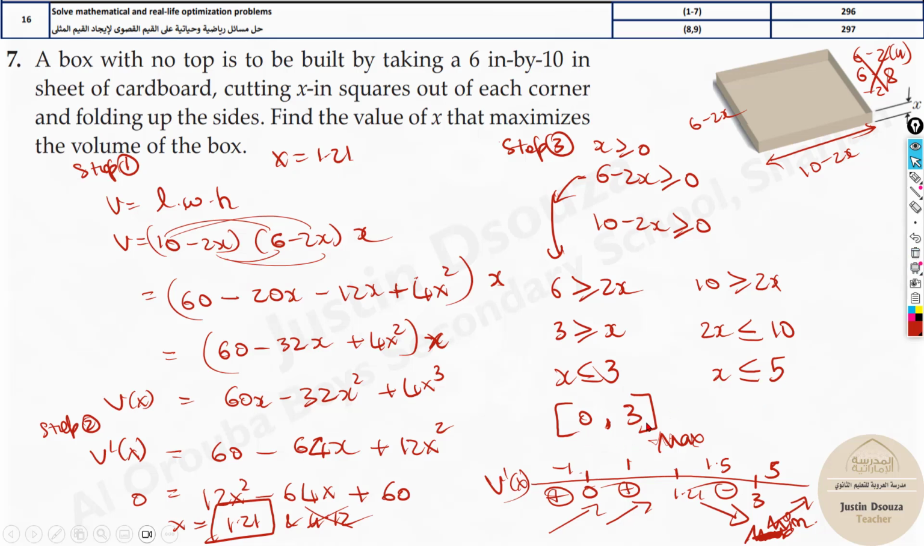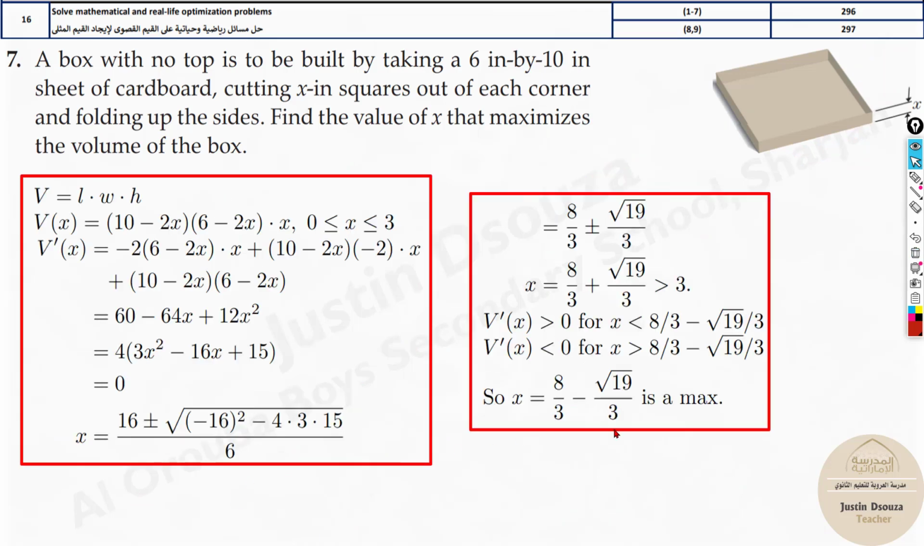So you need to do the test because it's a very rare situation, but generally it doesn't happen. But these endpoints also can be a maximum point. So better do the number line and check it for sure. So that's the answer. We got how much? 1.21. That is basically this.